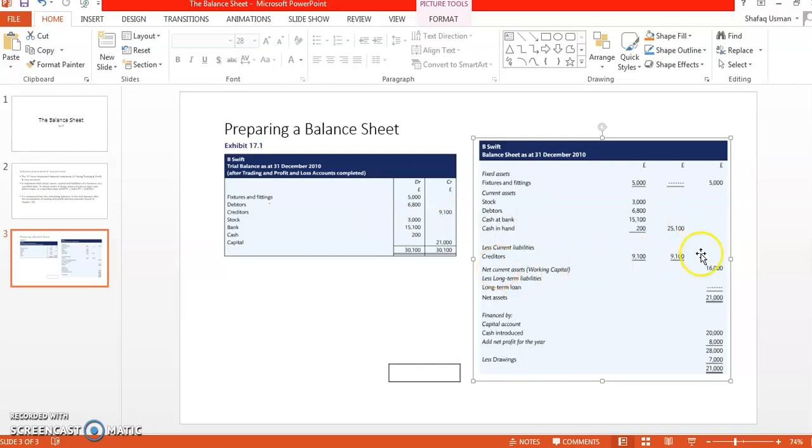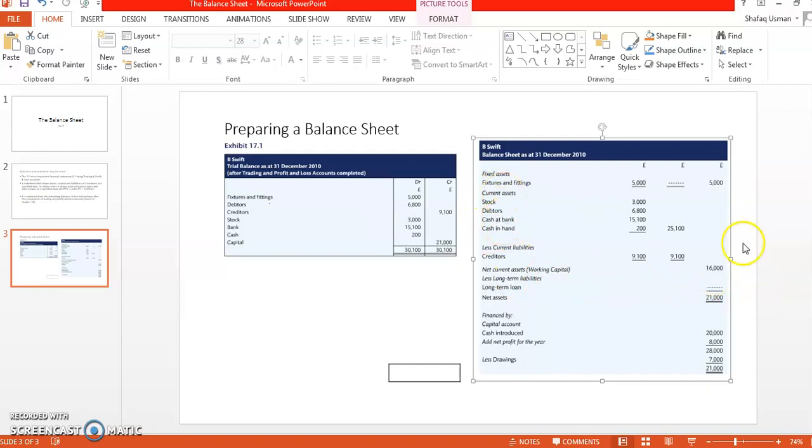So current assets minus current liabilities 9,100. What are we left with? We are left with 25,100 minus 9,100, 16,000. This is your net current assets. So current assets minus current liabilities gives you net current assets. Why do we say net current assets? Because it is a positive figure.